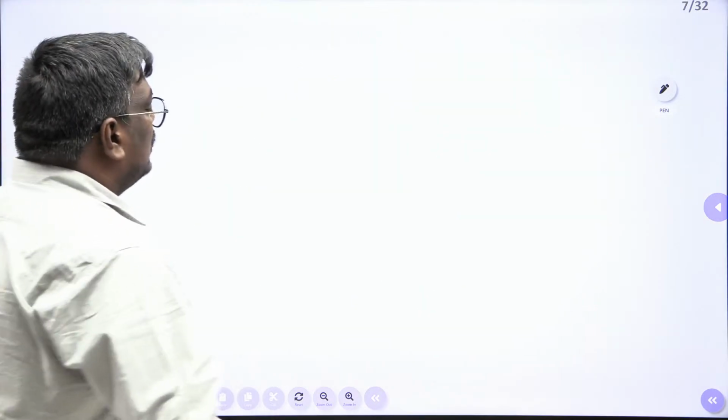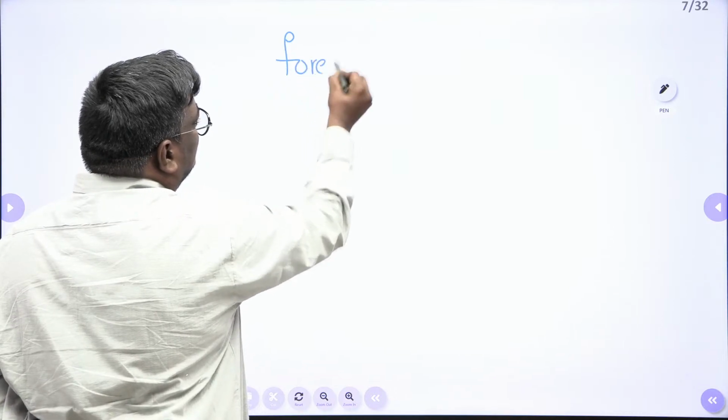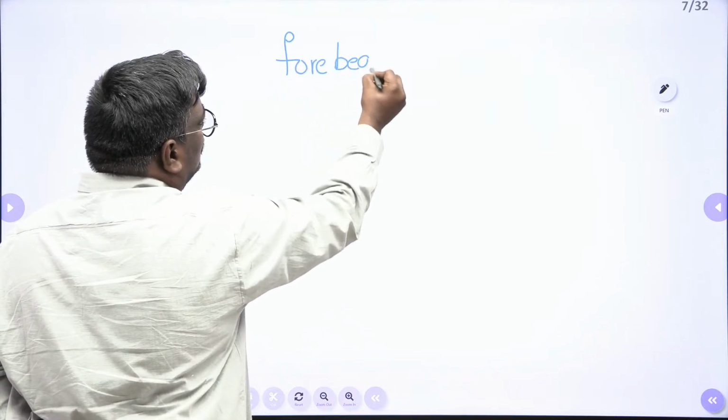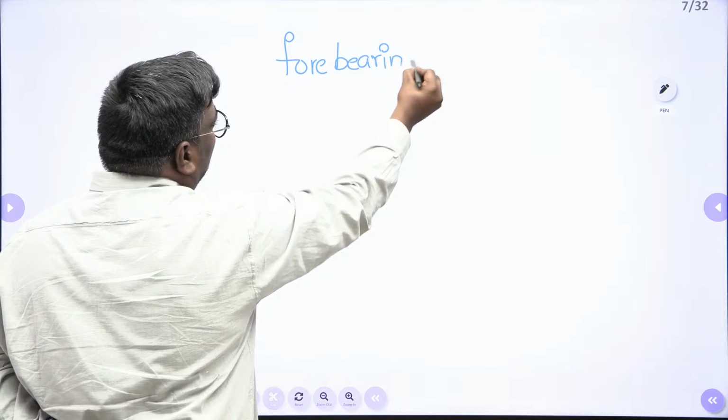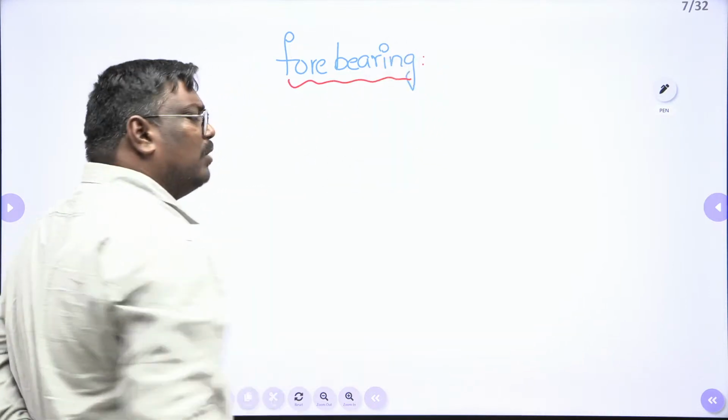Now we have a very important concept. Sir, this is the basis for the traversing concept. What do you mean by forebearing? My dear students, can anyone tell me what you mean by forebearing?